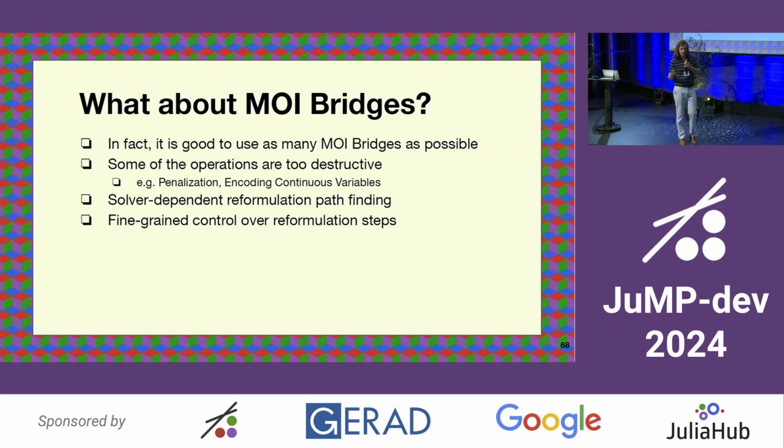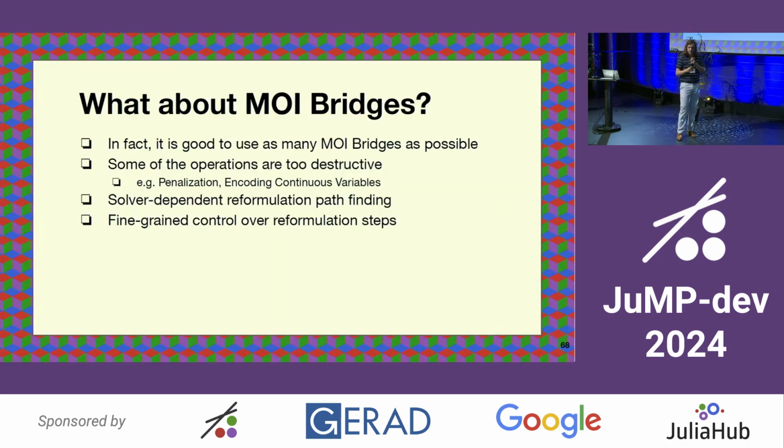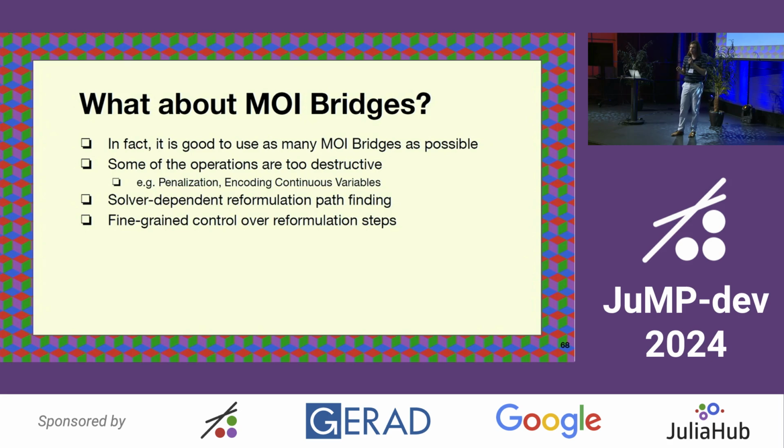So what about the MOI bridges and why didn't we use them? The first thing we thought when we started working on this was, okay, let's use MOI bridges and add new bridges to do these things. In fact, this one here that creates the slack variable could have been done by MOI. And it's great to be able to leverage these things and just use them right away. But it happens that some of the operations we are doing are too destructive.